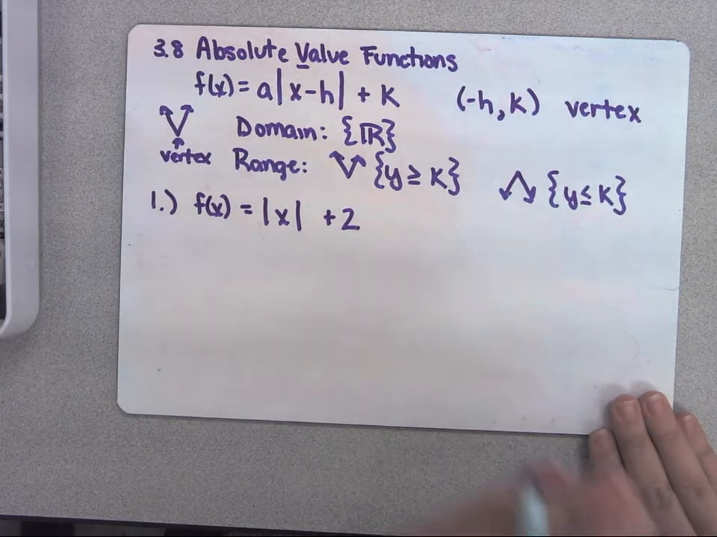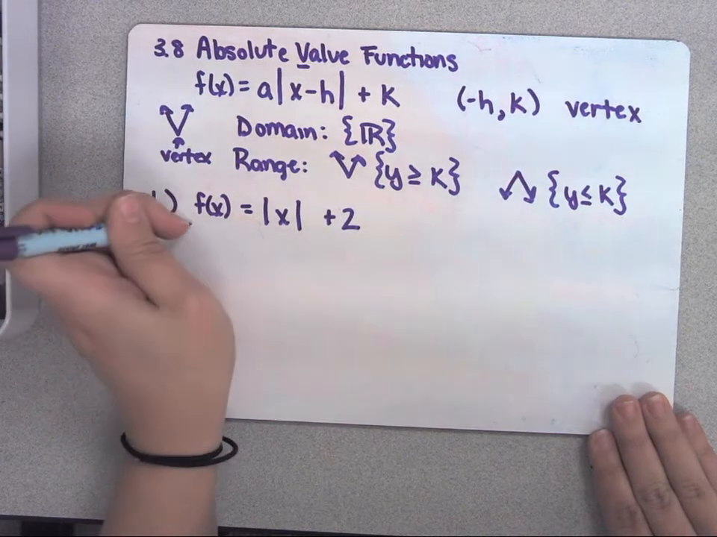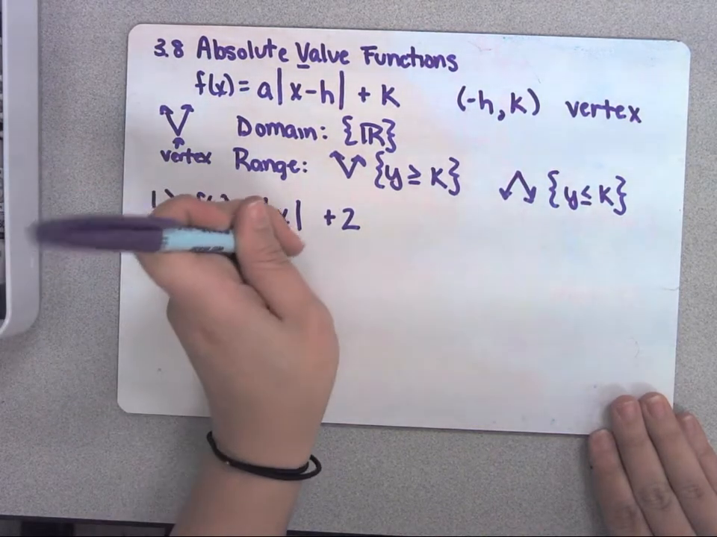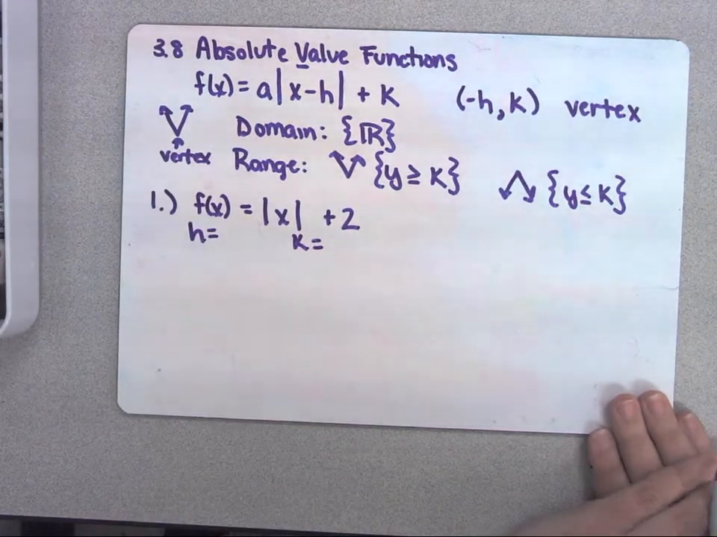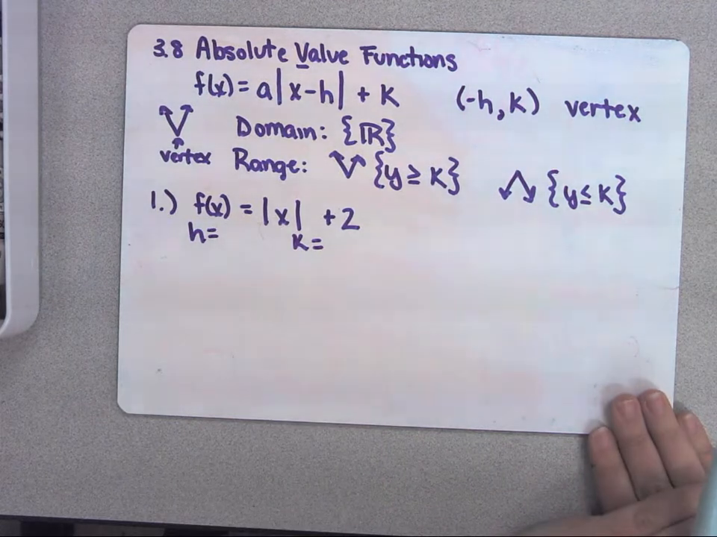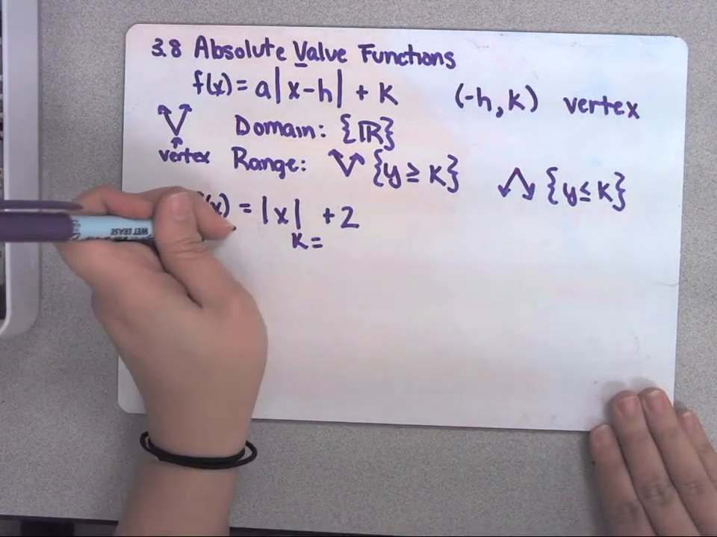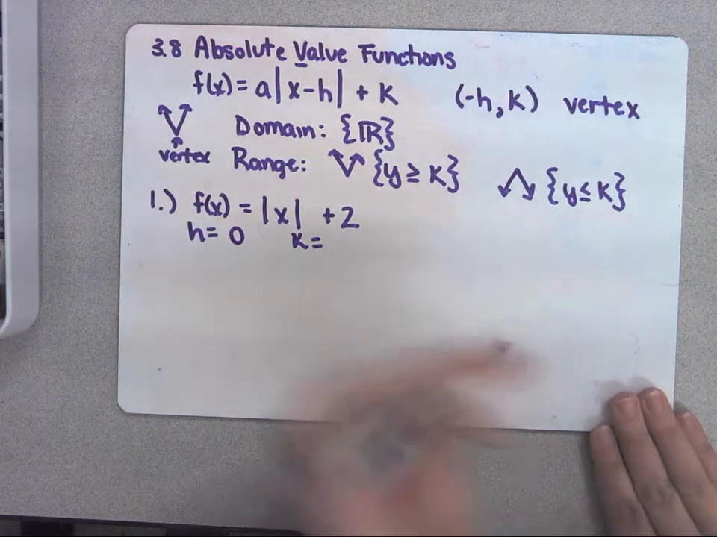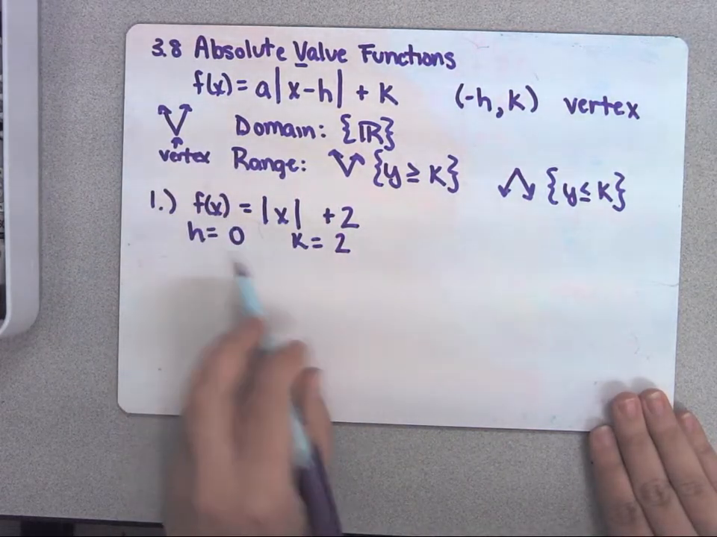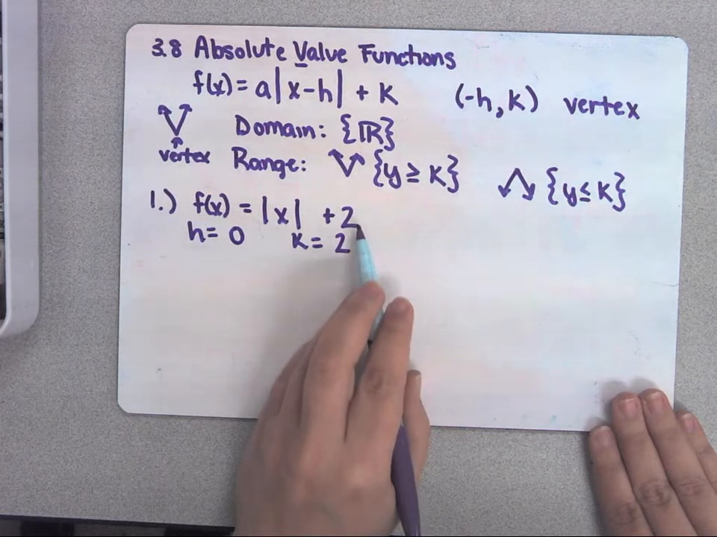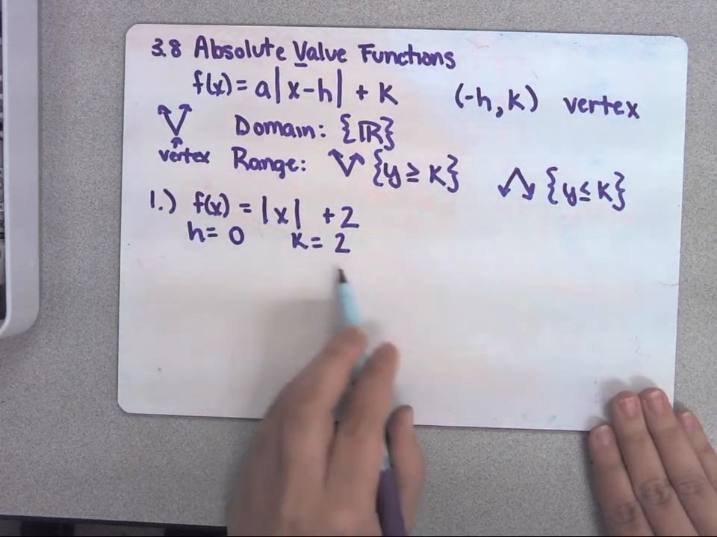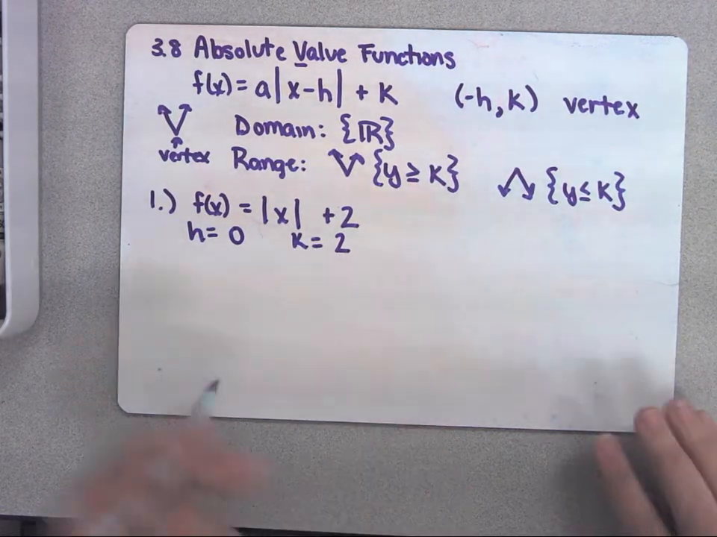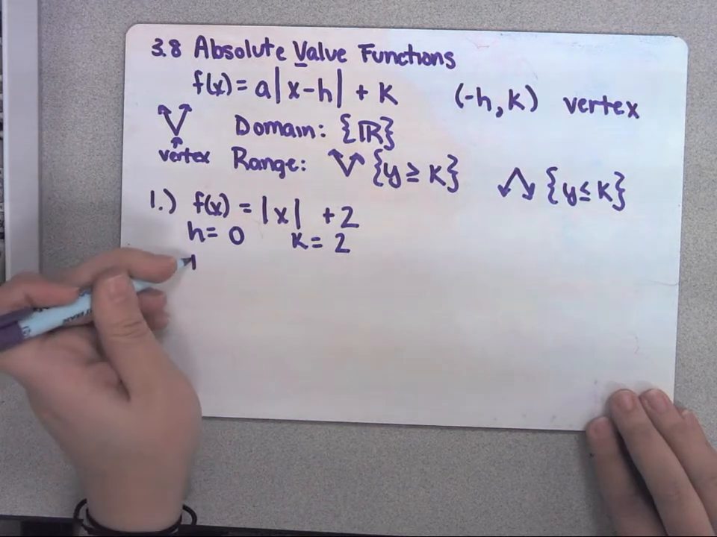Every single time, you should always just decide, tell me what h is and what k is, because those are important things. Since h is not there, what is h? 0. That's easy. What's k? 2. It's whatever this is. This helps you set up your table if you would like to make your table, which is probably the best option.